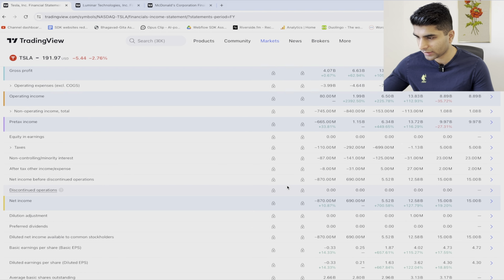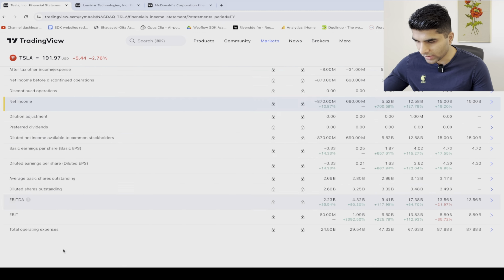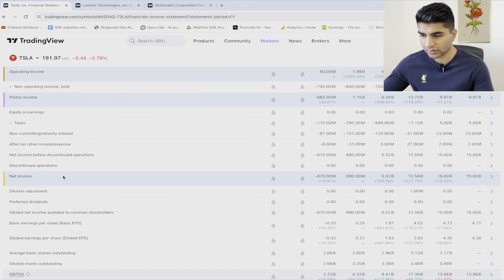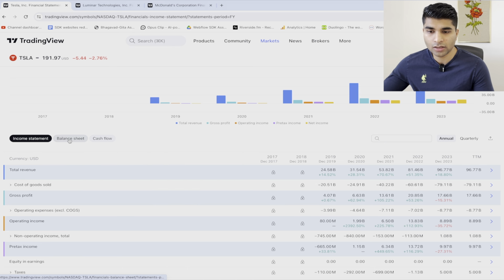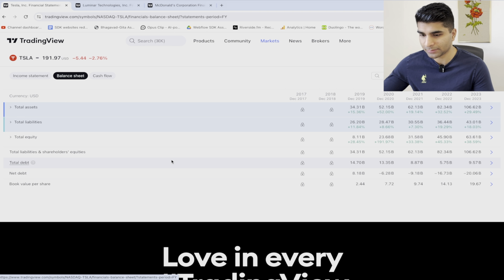So I essentially look at total revenue, gross profit, operating income, pre-tax income, net income, and EBITDA. These metrics are extremely difficult to fake. So you know the company is doing well when they put out these metrics.